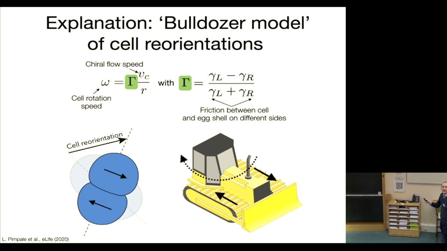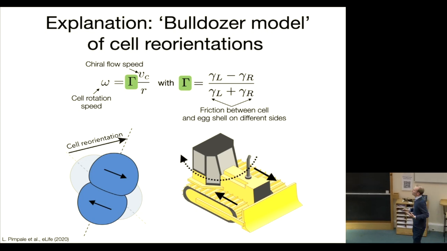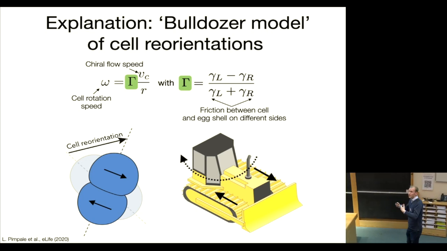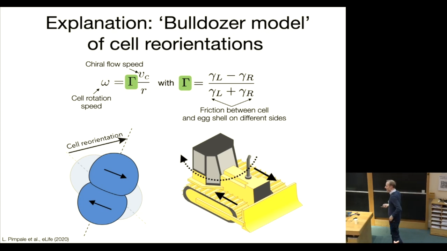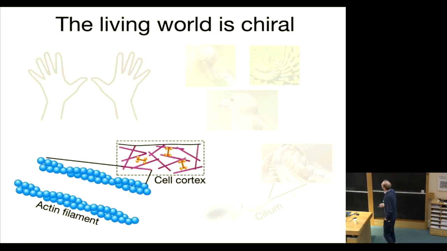And it's this same principle that this cell now exploits to convert molecular chirality of the actin into chiral cell flows into a rotation of the cell axis, which ultimately, for the first time, breaks morphologically the left-right symmetry of this organism.